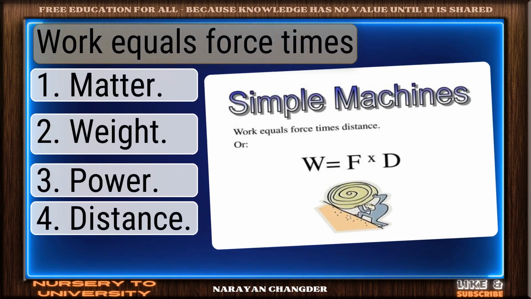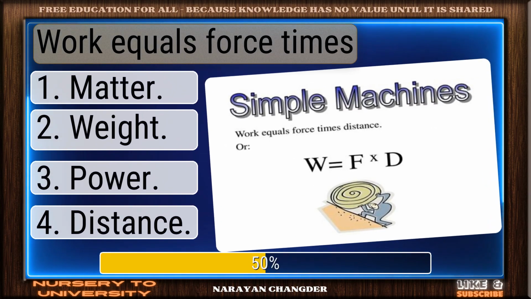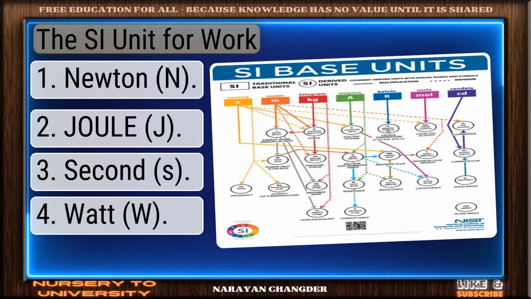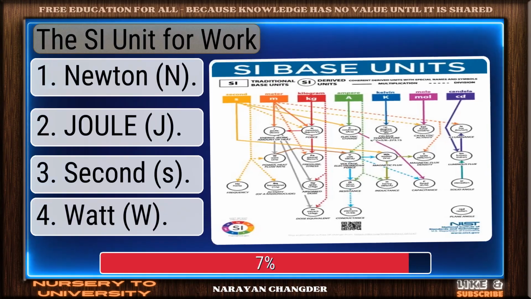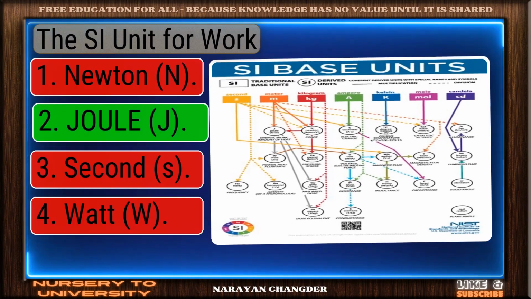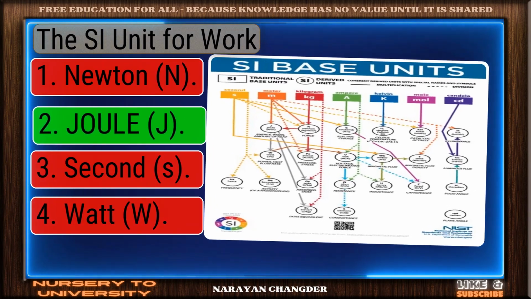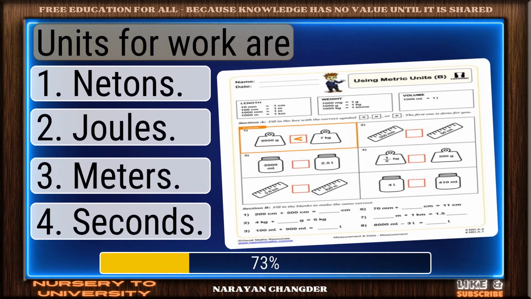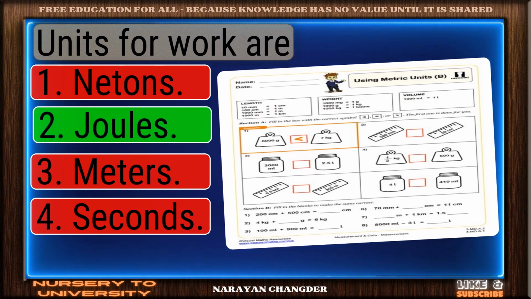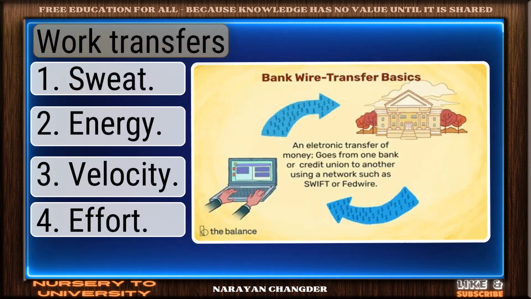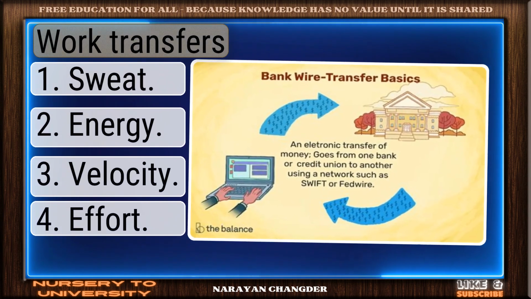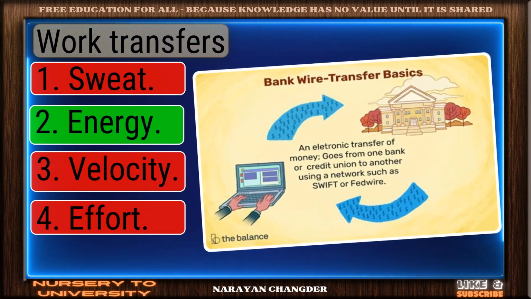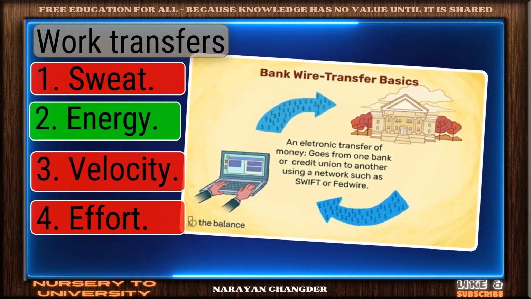Question number 72. Work equals force times? Smart pick. Distance is the correct choice. Question number 73. The SI unit for work. Correct. Joule is the right answer. Question number 74. Units for work are? Right again. Joules is a valid answer. Question number 75. Work transfers? Nice selection. Energy is the correct and valid answer.